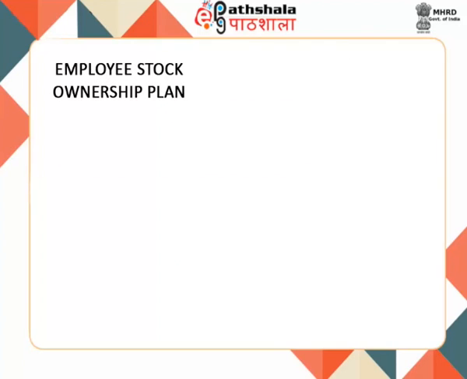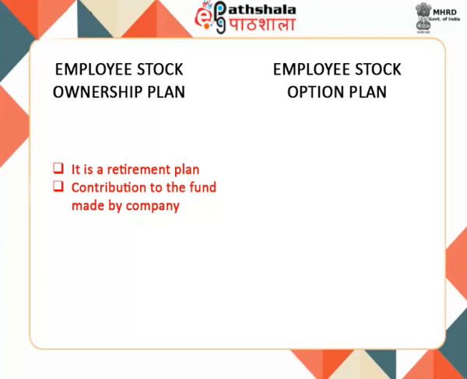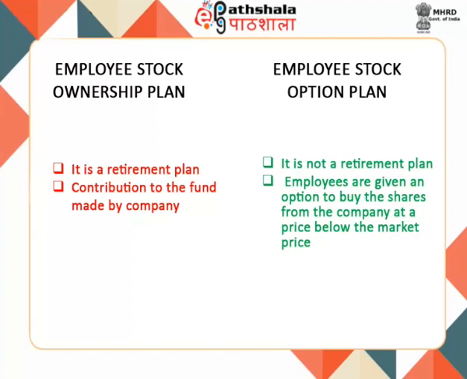Employee stock ownership plan and employee stock option plan should not be confused with each other. Two important differences are: firstly, the former, unlike the latter, is a retirement plan in which employees receive their stock when they leave the company or retire. Secondly, in employee stock ownership plan, the contribution to the fund is made by the company, whereas in employee stock option plan, employees are given an option to buy the shares from the company at a price below the market price.